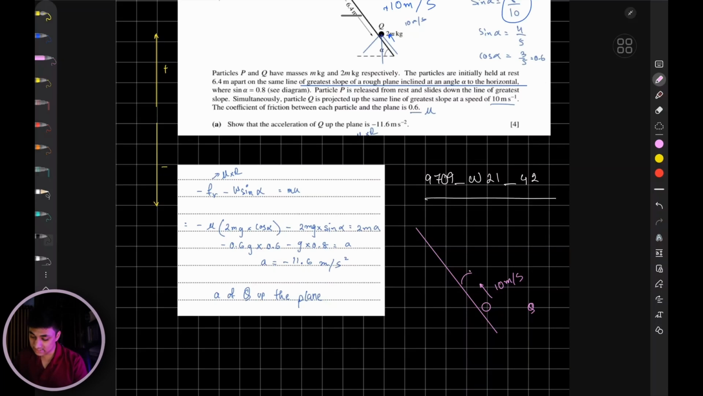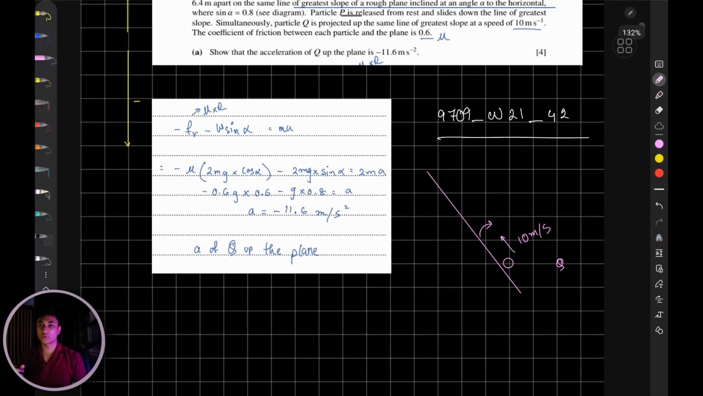Where will the friction act, though? This is a frictional surface, right? There is friction on the surface of the plane, and they've given you the coefficient of friction. Therefore, friction is going to act downwards, because the motion of the particle is upwards. The component of weight will also act downwards due to gravity.